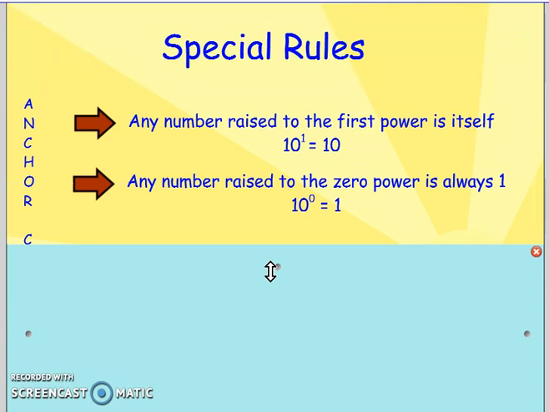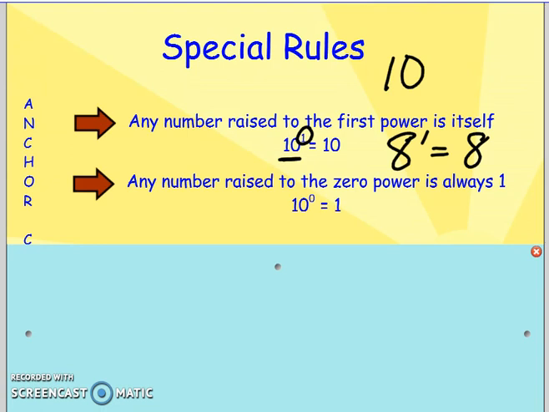So our first special rule, any number raised to the first power is itself. So 10 raised to the first power is 10. That's because in our repeated multiplication, how many times do we multiply 10 by itself? 1 time, so 10, okay? Same thing, 8 to the first power is 8, all right?